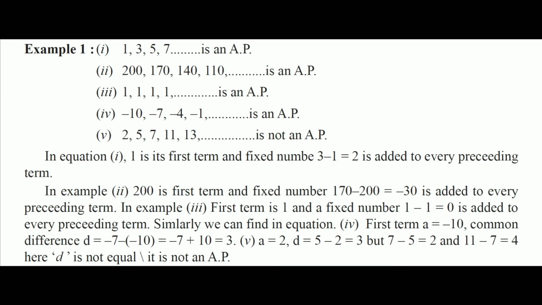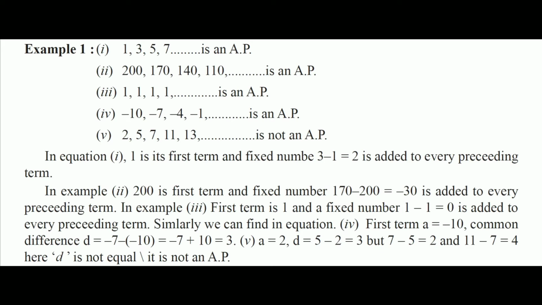Let us understand the concept of AP with a few examples. The first one is example 1. First part: 1, 3, 5, 7 and so on is an AP. Let us check how. The first term of the given pattern is 1. The second one is 3. Term 3 is 5. Term 4 is 7 and so on.